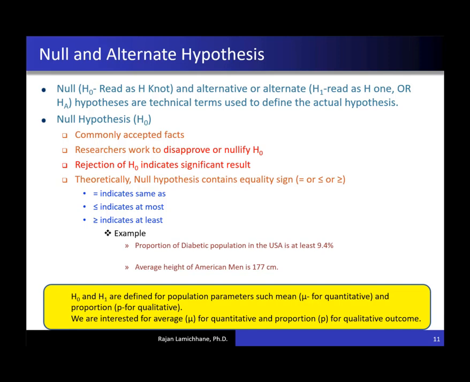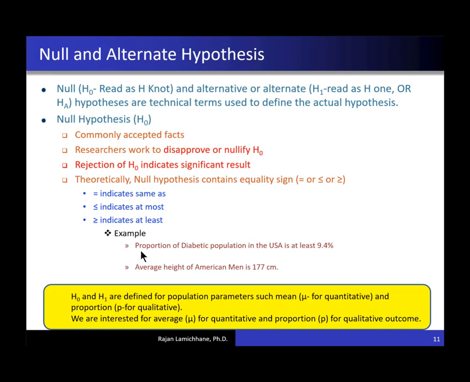And when you are writing the null hypothesis, understand that it always contains the equality sign. So what does that mean? There are three types of equality sign: equal, at most, and at least. So if any statement contains these three signs, then it is called the null hypothesis. For example, the proportion of diabetic population in the USA is at least 9.4.